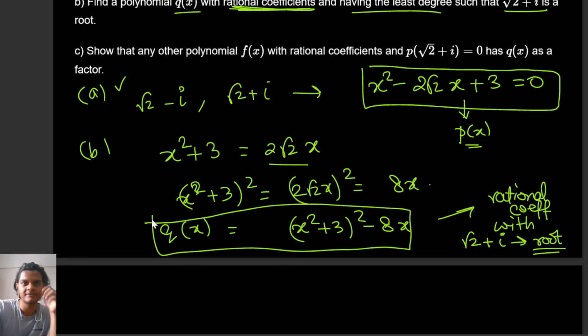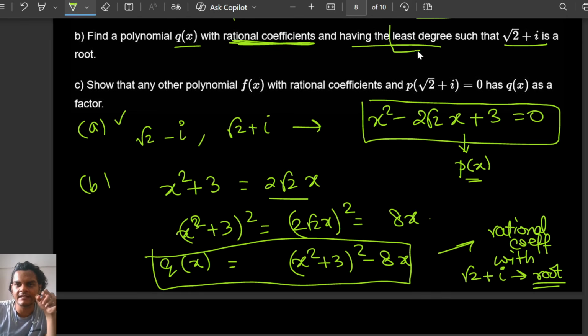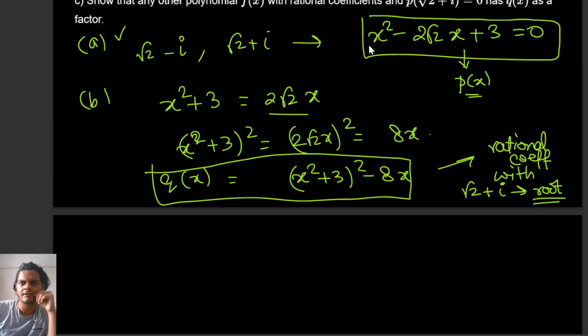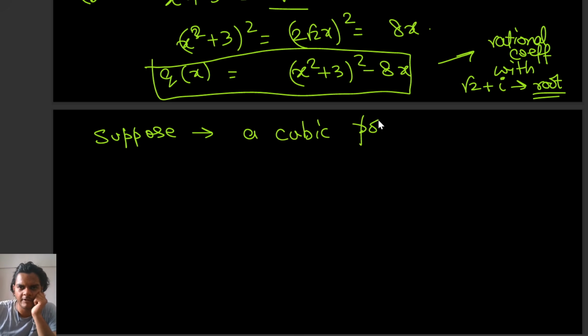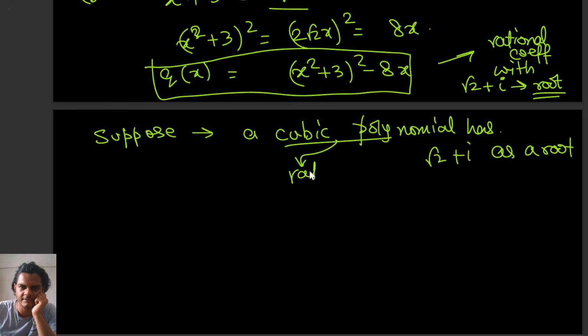But we also need to show one more thing. It must have least degree. How do we prove least degree? So definitely we have seen that a square does not work. Quadratic does not work. So let us assume, suppose a cubic polynomial has root 2 plus i as a root. Cubic polynomial with rational coefficients.